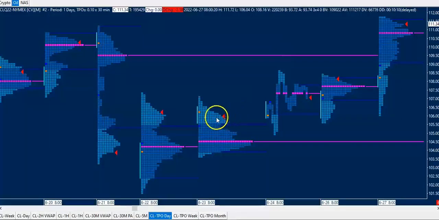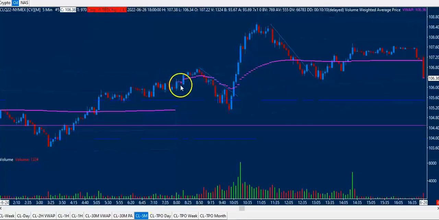So we're opening outside of value to the upside. What we'd like to see is a pullback into the value area and then a rejection out. That's exactly what we see here. As the market opens this day, we watch price come down here, test the lows, and trade all the way up through the value area.